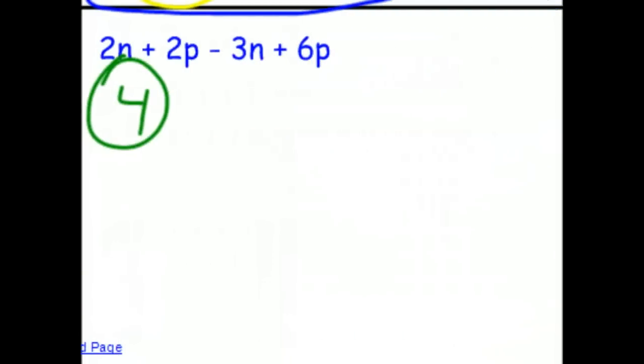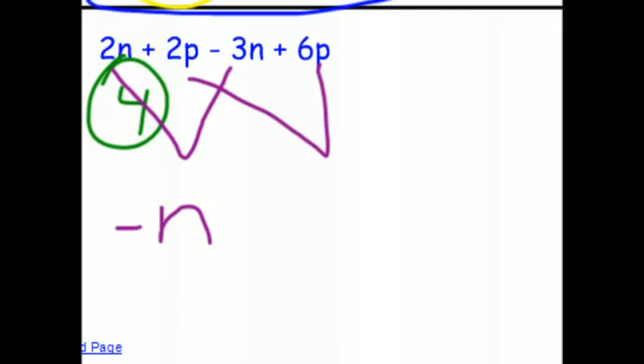And finally for number 4, no distributive property, just combining like terms. 2n minus 3n is negative 1n. 2p plus 6p is equal to 8p.